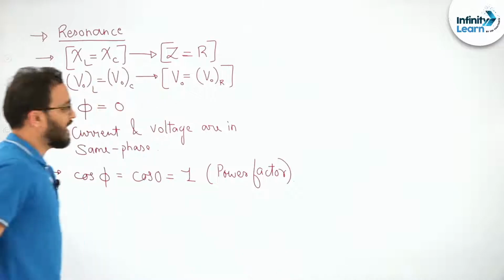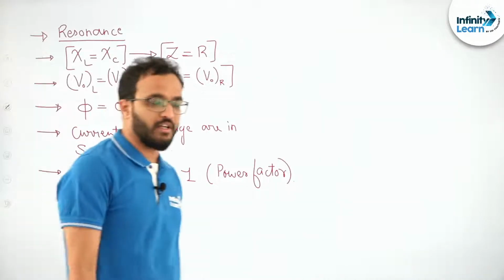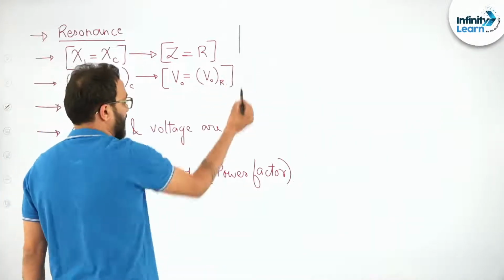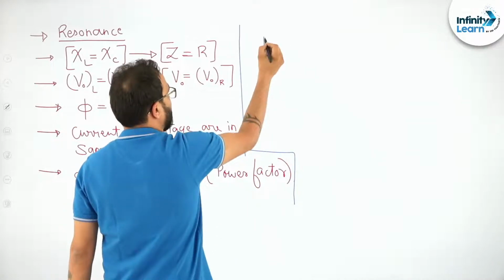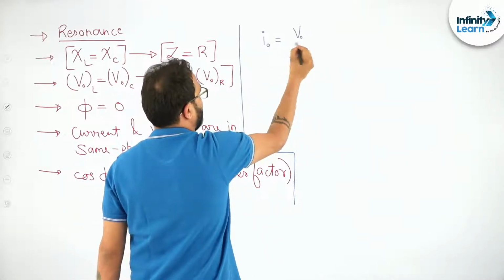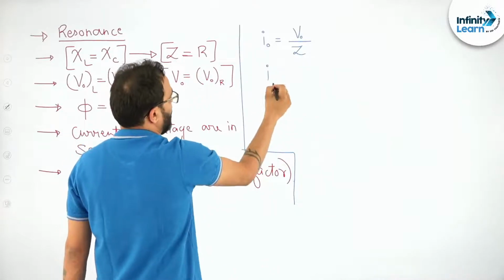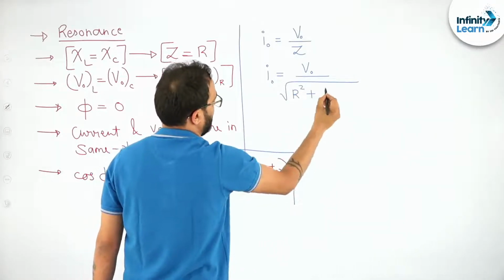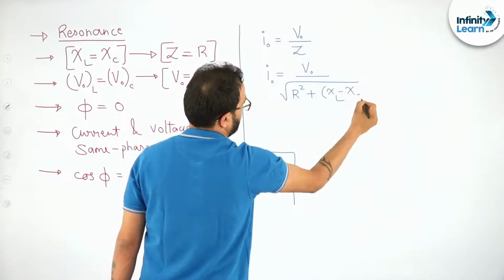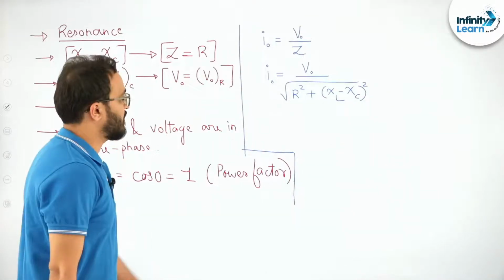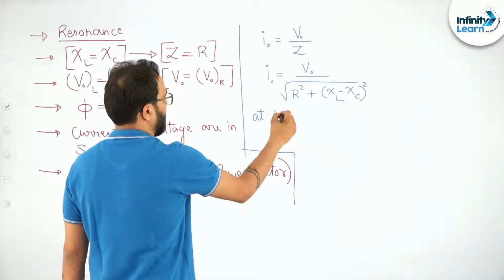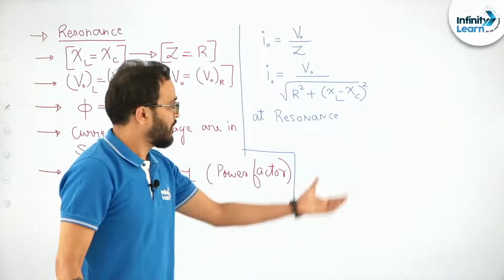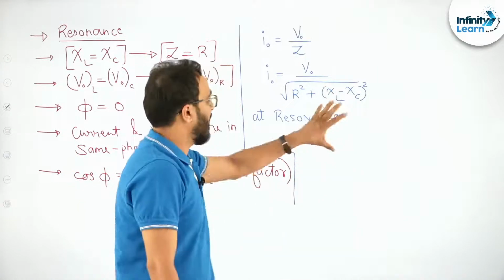Now let's take a look at what will happen to the peak value of the current. Students, kindly look here, very easy. You will say, sir, the current's peak value is voltage peak value upon Z. Normally it is this, the square root of R square plus XL minus XC whole square. But at resonance, can you see what will happen? Suddenly this particular portion will become 0. So don't you think the value of Z will reduce?